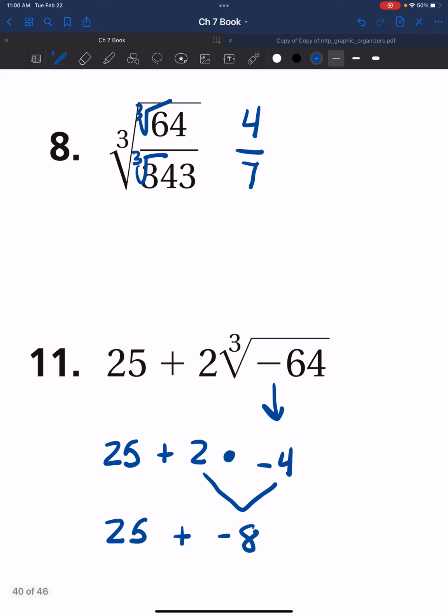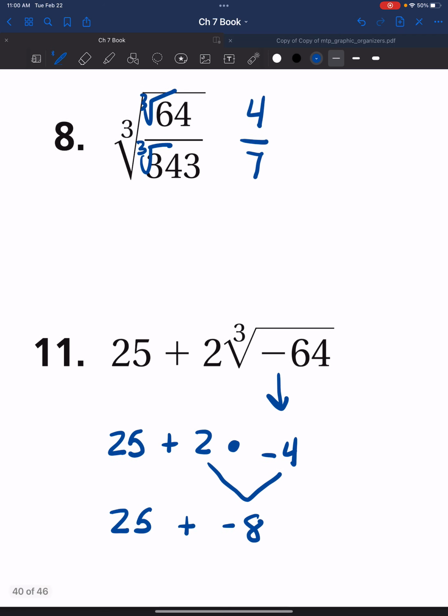Signs are different, so we subtract. Is it negative? No, it's positive, because 25 is bigger. So I've got 25 plus negative 8. Signs are different, so we subtracted. 25 minus 8 gets you 17.